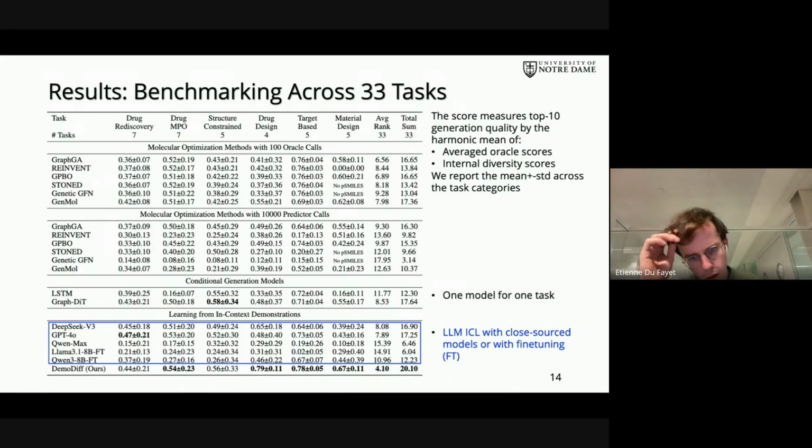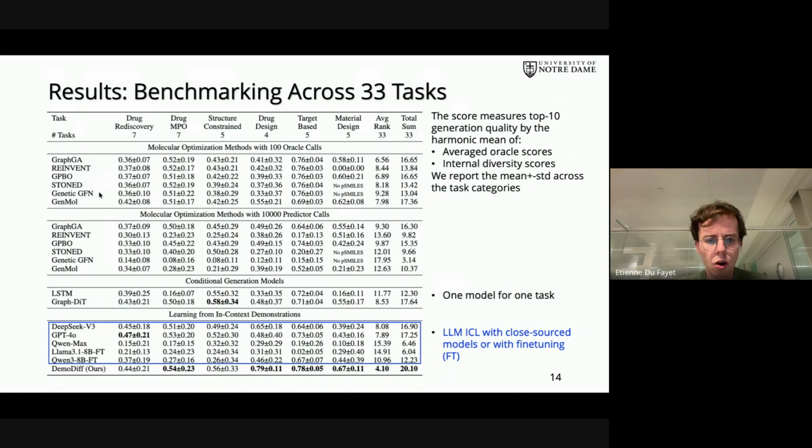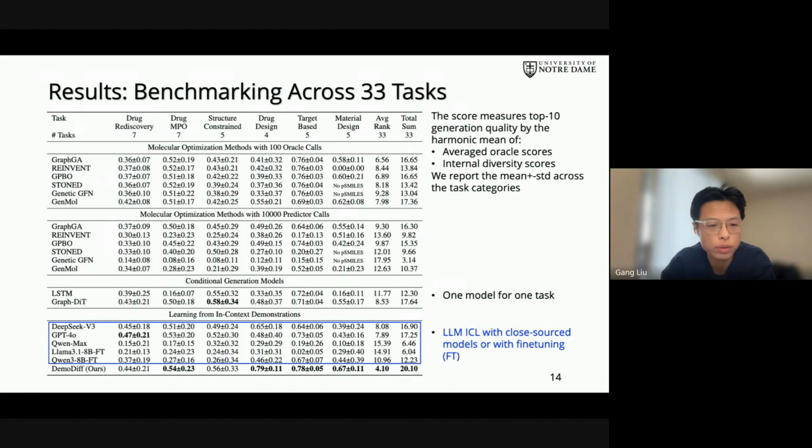Yes, how do we fine-tune this kind of LLM on this task? We fine-tune 2 LLMs. One is Llama 3.1, the other is Qwen3 8 billion. If you see FT, it means the model is fine-tuned.